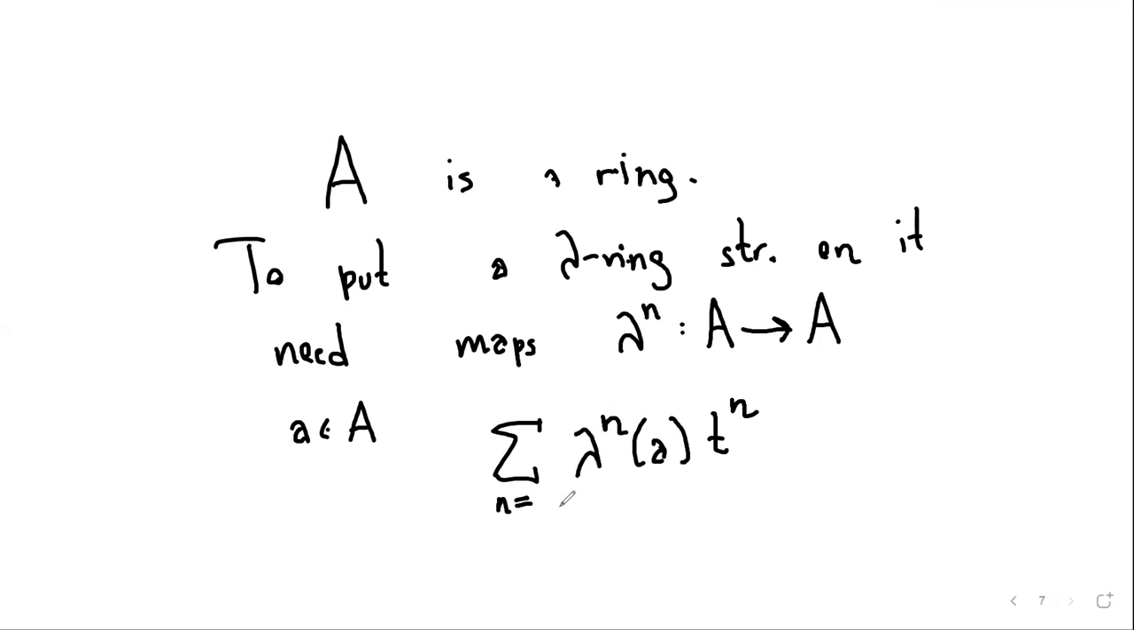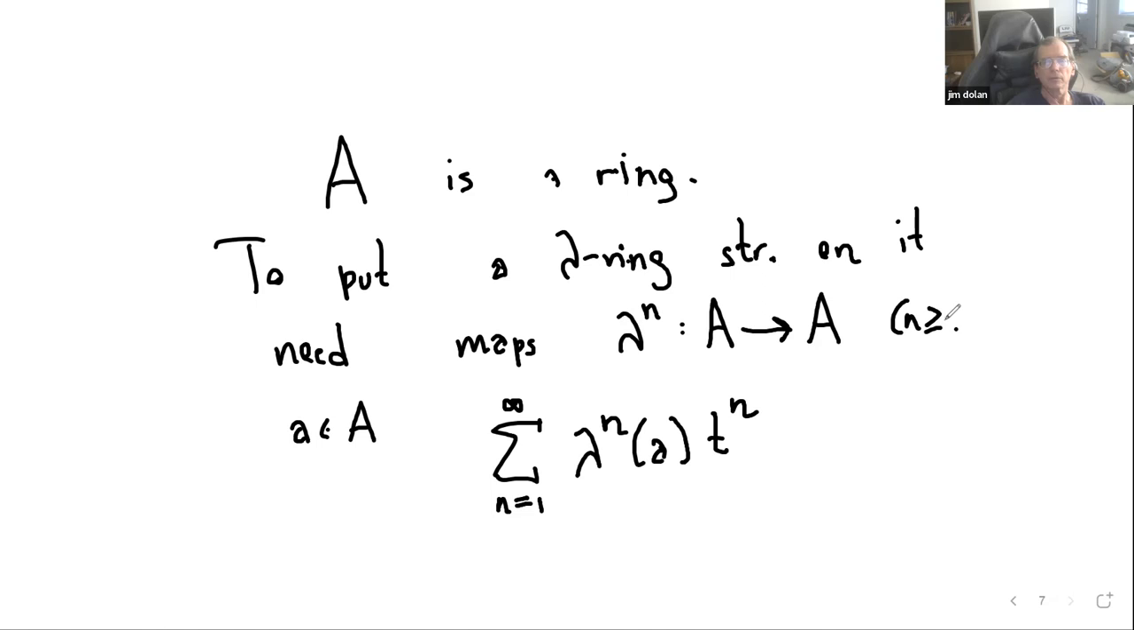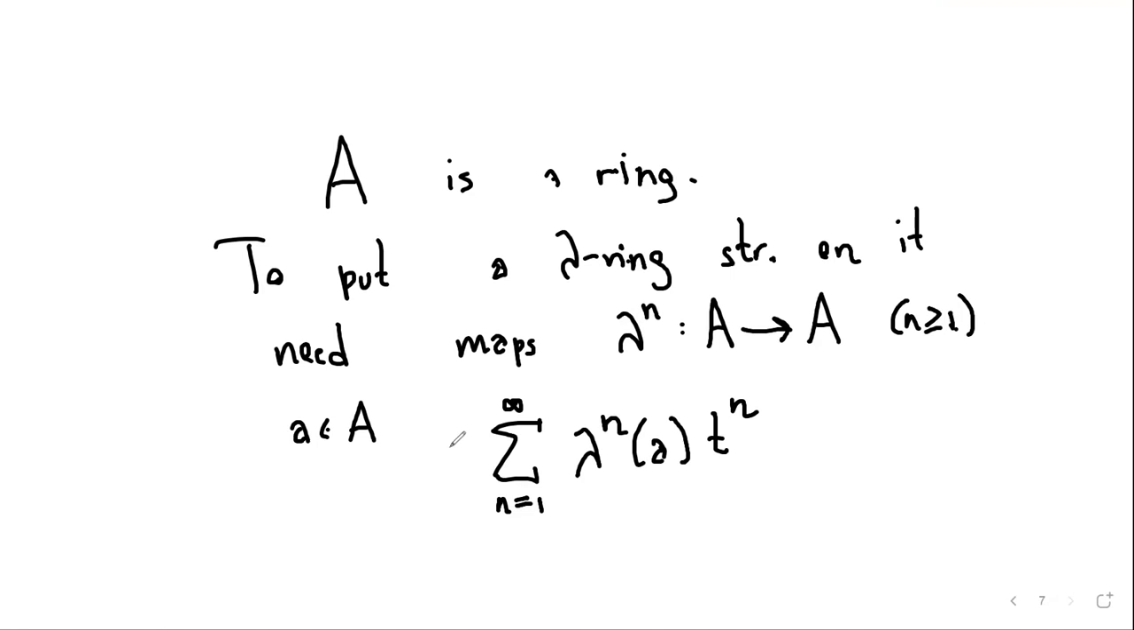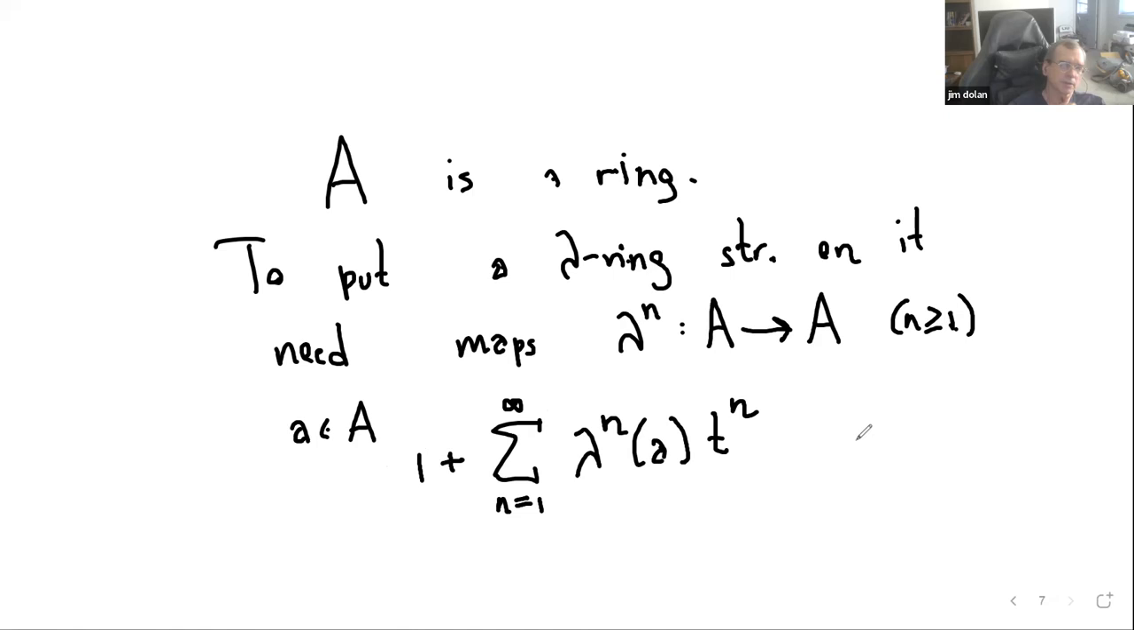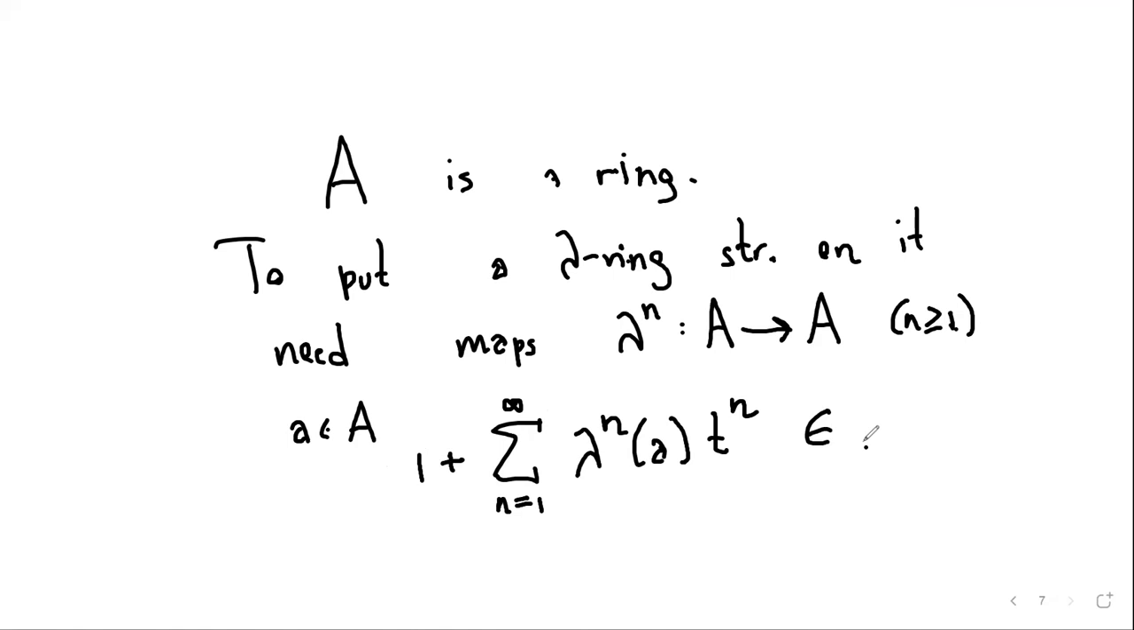Notice that this is a little technical, but the non-trivial ones of these start at the first exterior power. The zeroth exterior power is required to be the identity, so we don't include that, as it's not something we get to pick. Actually, what people often do for some stupid reason, which is not completely stupid, is write one plus this stuff. That's the same as saying lambda zero is the identity. So they look at this formal power series. It's an element in the formal power series with coefficients in our ring A and with this formal variable T.